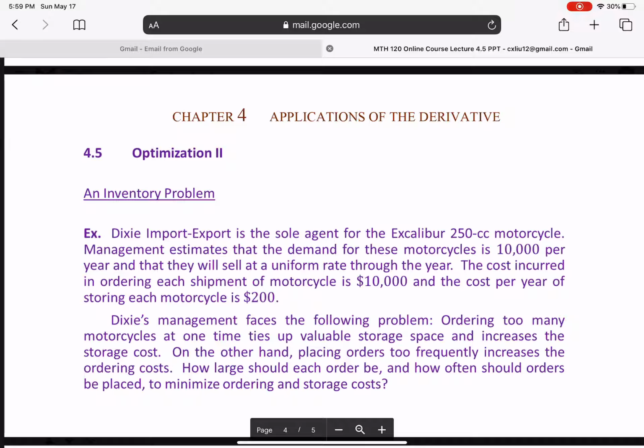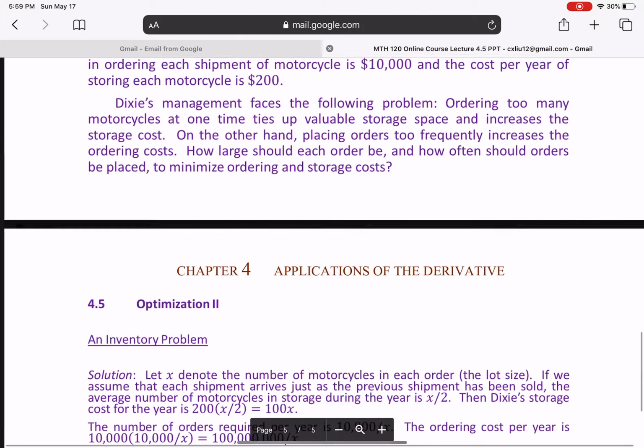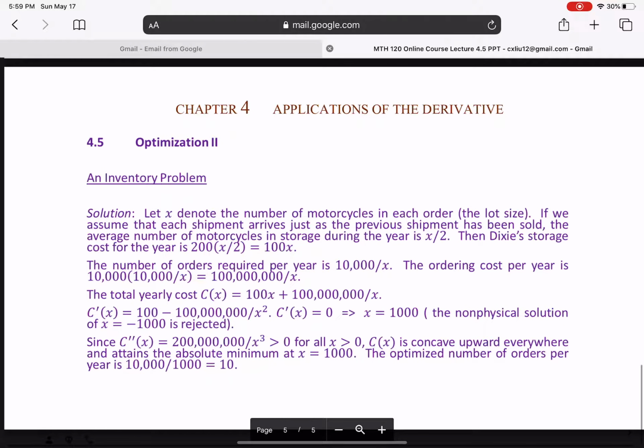Dixie's management faced the following problem. Ordering too many motorcycles at one time takes up valuable storage space and increases their storage cost. On the other hand, placing orders too frequently increases the ordering costs. So how large should each order be, and how often should the orders be placed to minimize ordering and storage costs? We're going to follow the steps to solve the problem, but I'm not going to write them down explicitly.